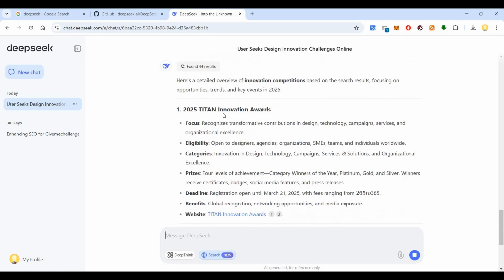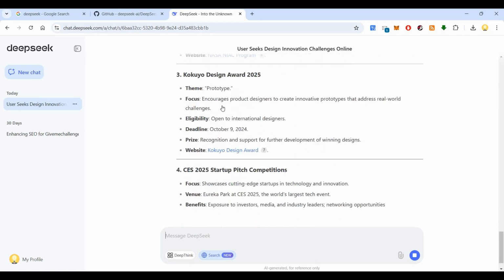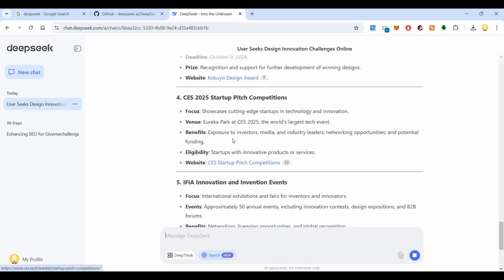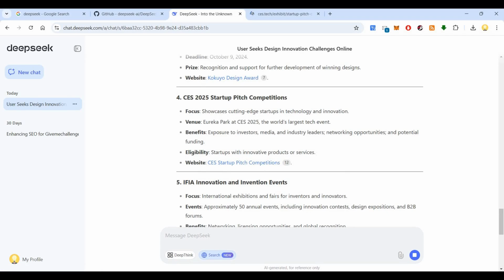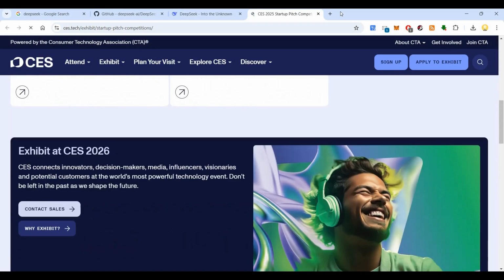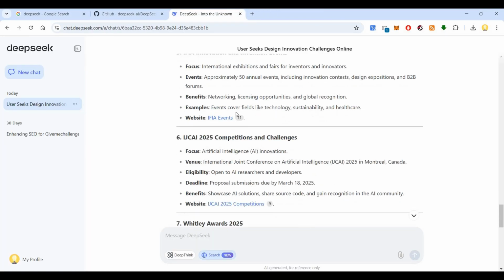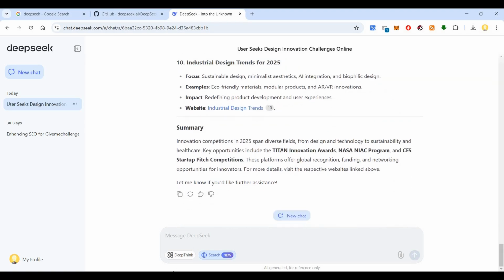So now it's looking at various innovation programs, Titan Innovation Awards, NASA Innovative Advanced Concepts Program. So it's pulling out information from the web. It is also presenting the links. So this is the CES Startup Pitch Competition. This is the competition link it is pulling. So various other innovation challenges are also pulled from various sources.